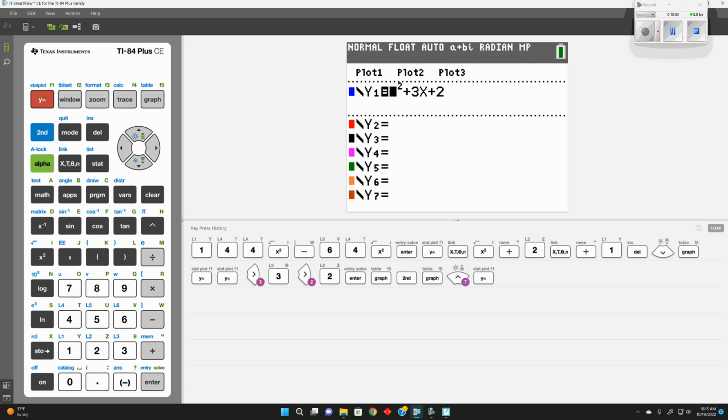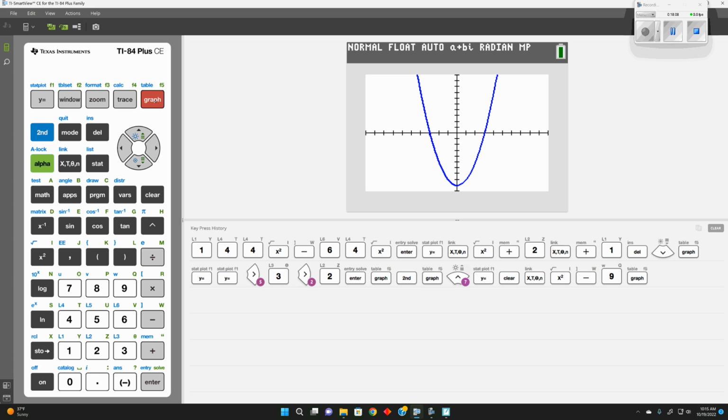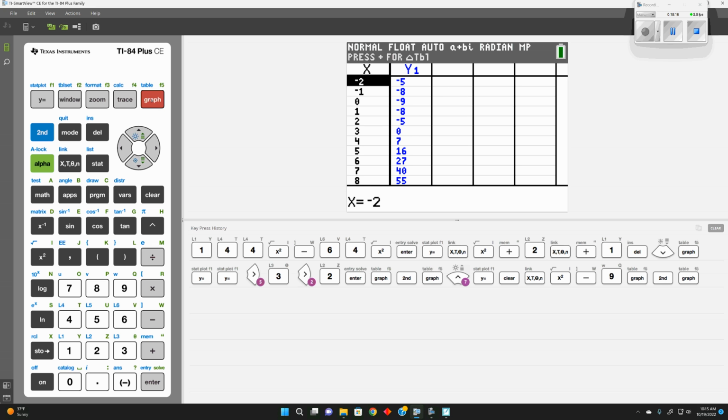Because any method, so we could try factoring x squared minus 9, type it in and hit graph. Okay, we do see it crosses at two spots, yes? So if we go second table, one of the values is negative 3, and the other is 3.